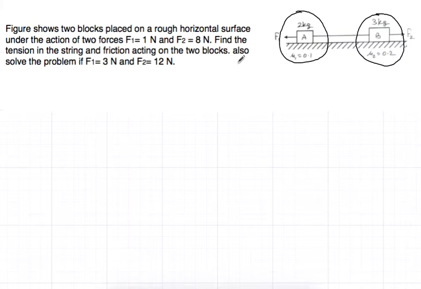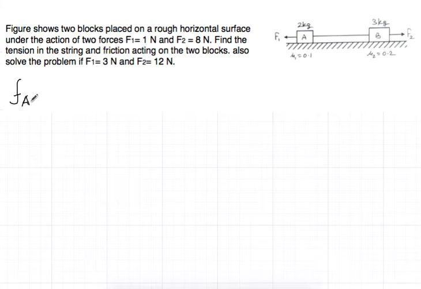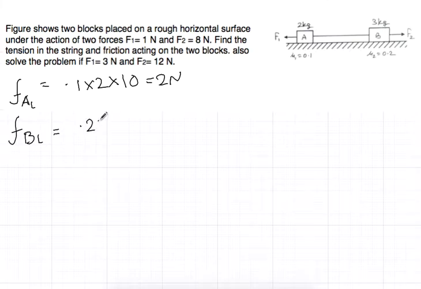For example, on this 2 kg, the limiting frictional value we write as f_L equals mu m g, right? 0.1 into 2 into 10, that is 2 Newton. And for B, the limiting friction is mu m of B, that is 0.2 into 3 into 10, that is 6 Newton. That means the net force on the right-hand side on this body should be greater than 6 Newton, then it is in a position to move.